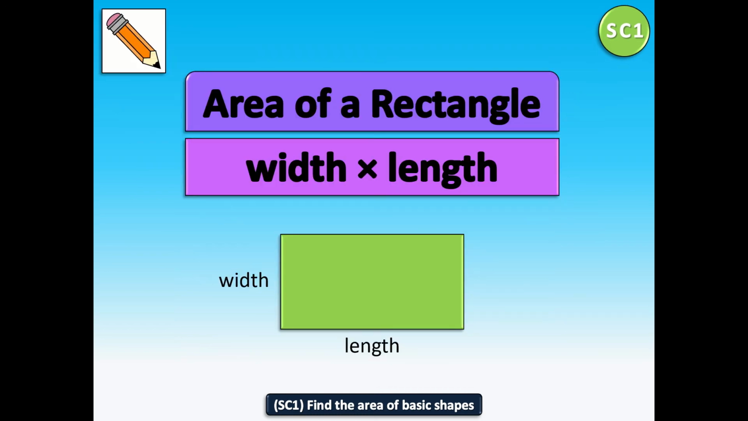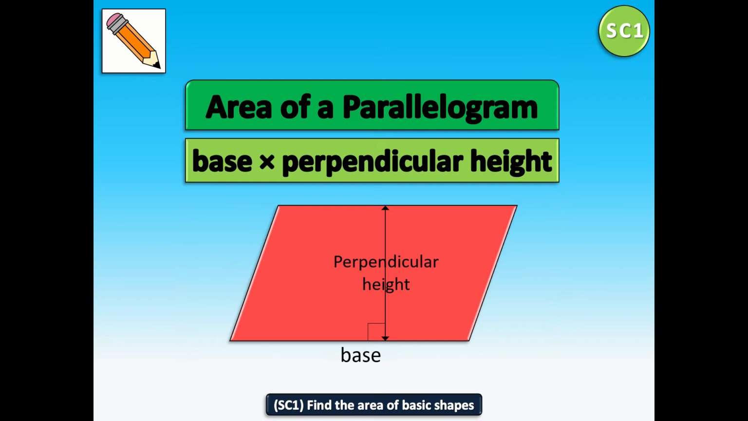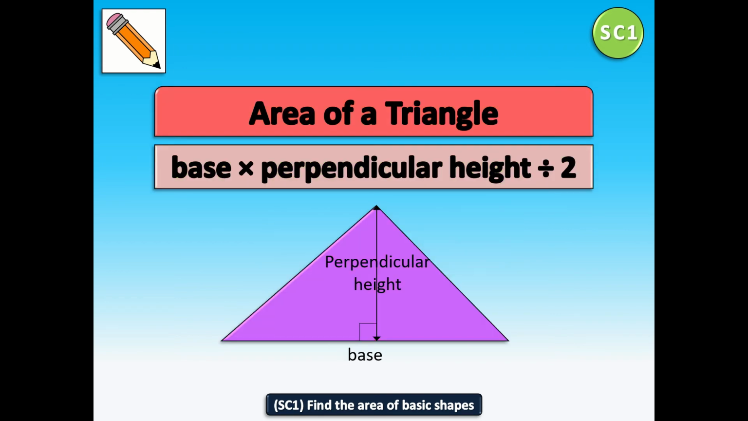To find the area of a rectangle, we do the width times by the length. To find the area of a parallelogram, we do the base times the perpendicular height. To find the area of a triangle, we do the base times the perpendicular height divided by 2.